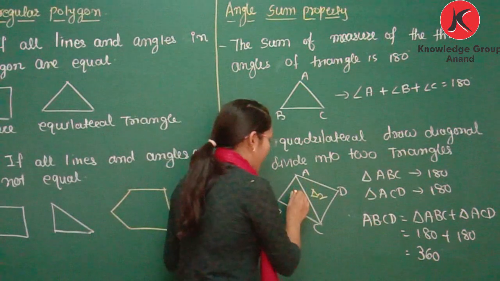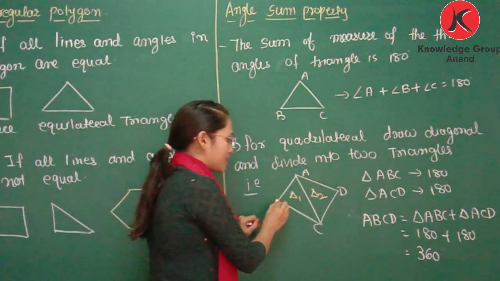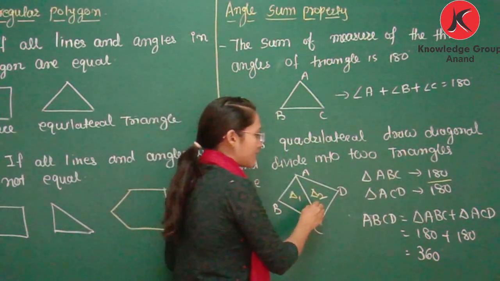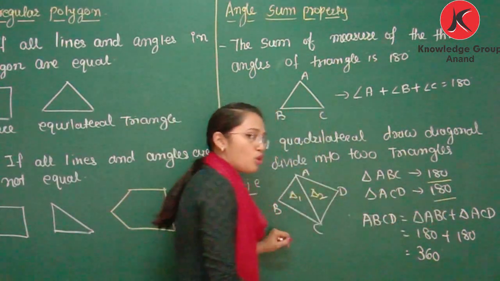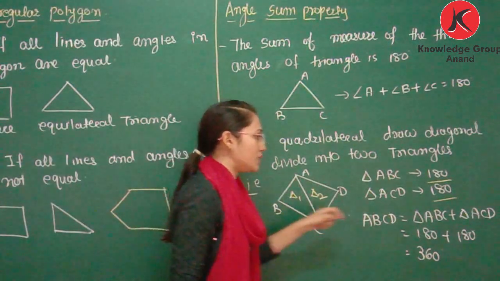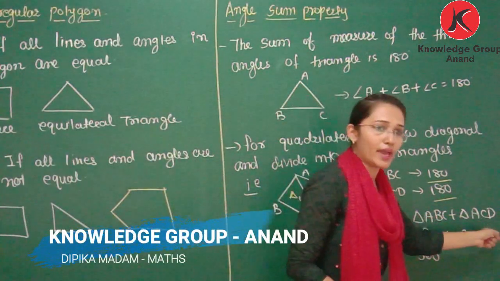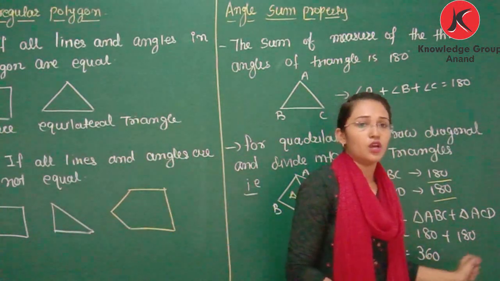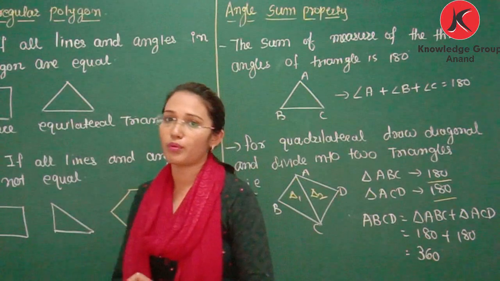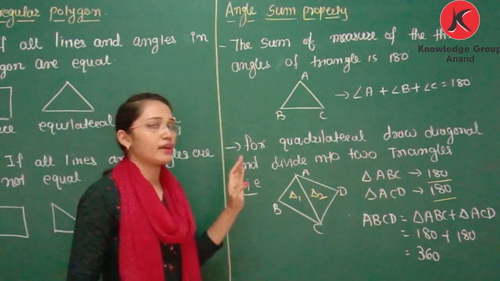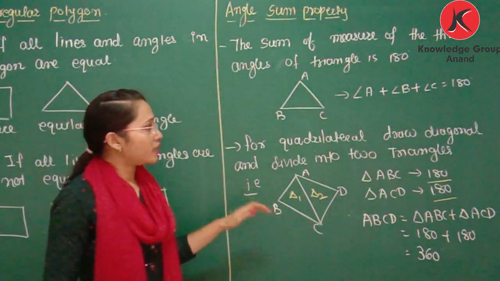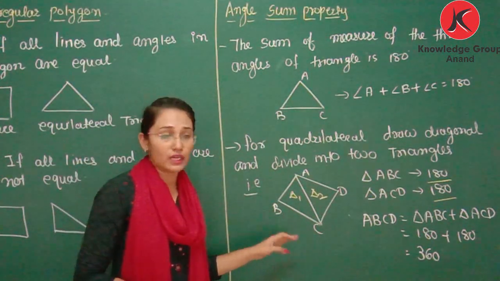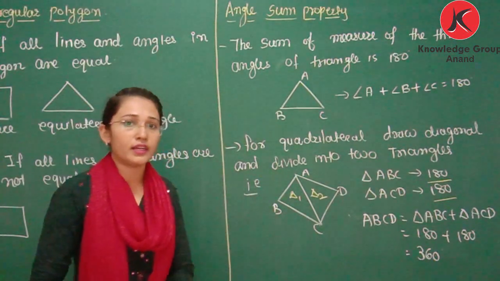So here triangle 1 means angle A plus angle B plus angle C, which is 180. For triangle ACD, that is 180. So for quadrilateral ABCD, triangle ABC plus triangle ACD is 180 plus 180, which means 360. So for a quadrilateral, the angle sum property is 360. For a triangle, the angle sum property is 180. Using this property, we will solve some examples related to finding the angle in a quadrilateral in the next video.